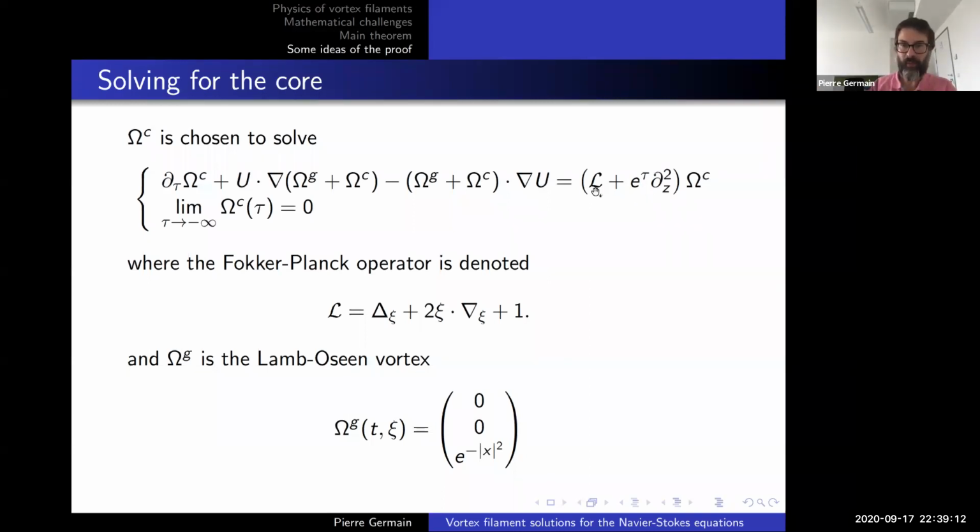And now this Fokker-Planck operator L comes from seeing the viscosity, the dissipation, in self-similar variables. So this is what omega c solves. And as you approach minus infinity in the rescaled time, which is to say 0 in the physical time, omega c is 0.